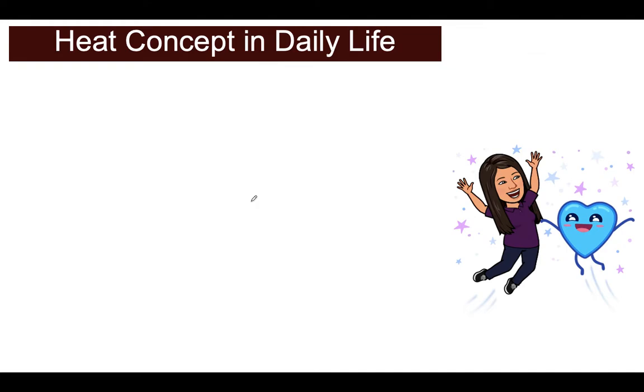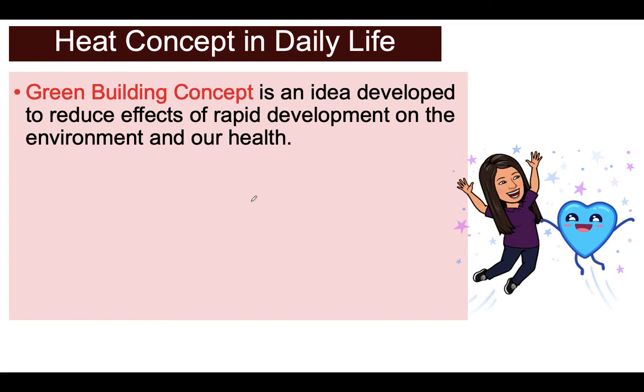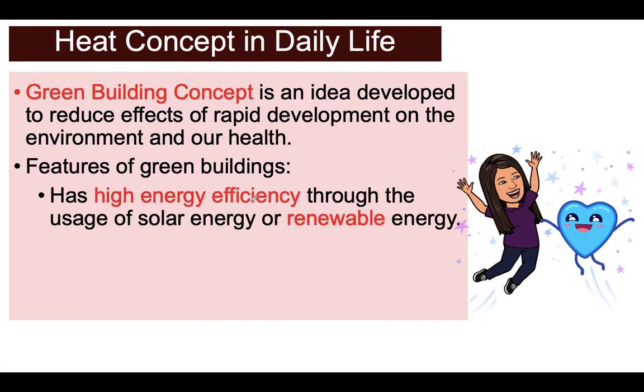Now, we are going to see heat concepts in daily life. A green building concept is an idea developed to reduce the effects of rapid development on the environment and our health. Okay, the features of green buildings would be a high energy efficiency through the usage of solar energy or renewable energy. It means high energy efficiency, meaning there is less heat wasted, because most of the heat energy is being used effectively. They are using renewable energy or solar energy.